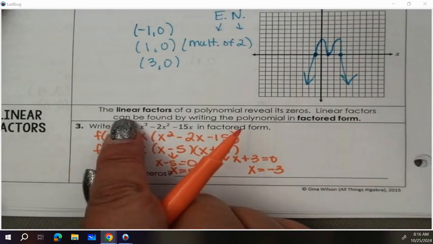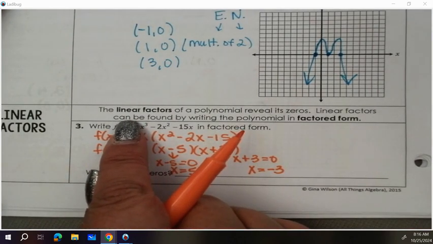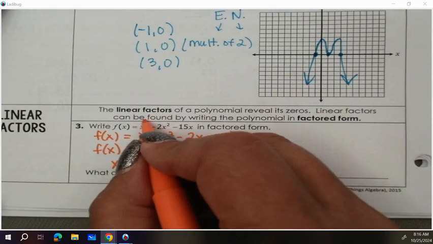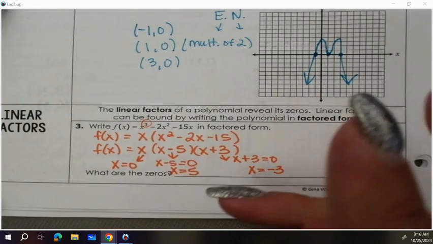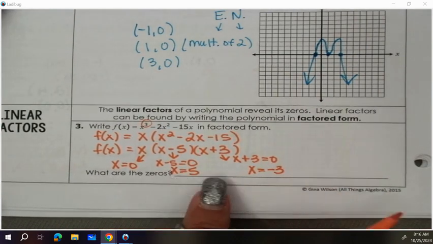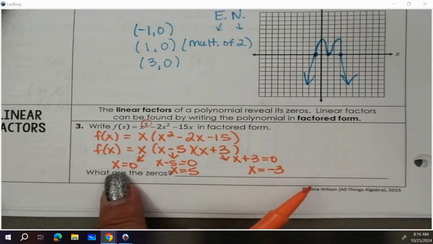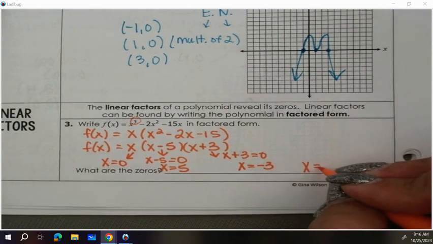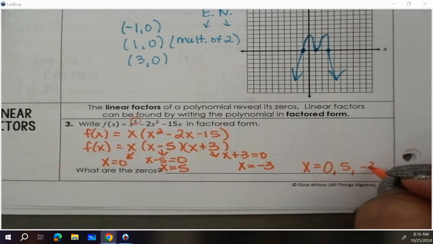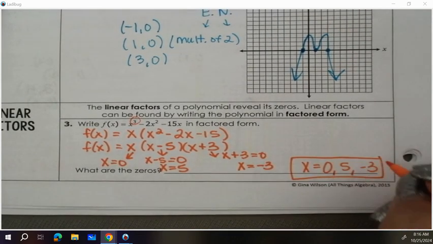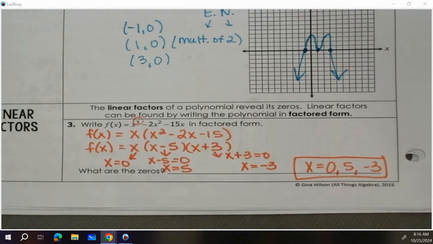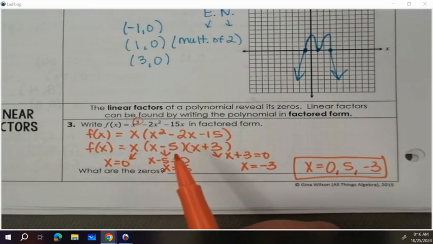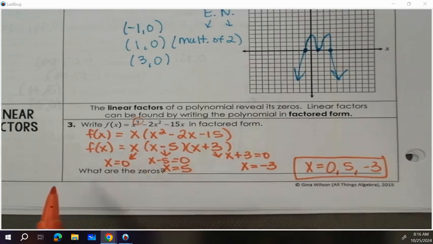Guys, this was an x to the third. If it's an x to the third, how many zeros should I get? 3. How many did I get? 3. I got a 0, a 5, and a negative 3. Cool. Just by factoring it, we can find them. We already know that. This is exactly like what we did with quadratics, only we added one more zero in there. No big deal.